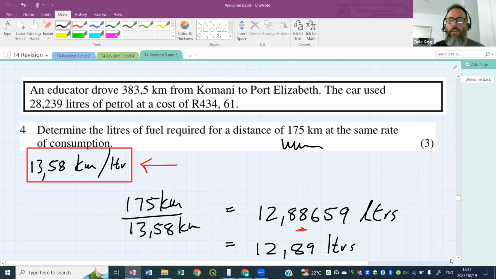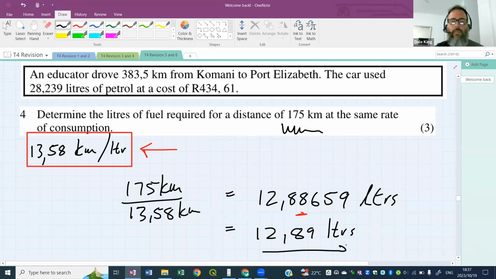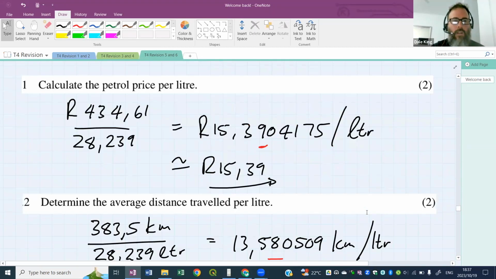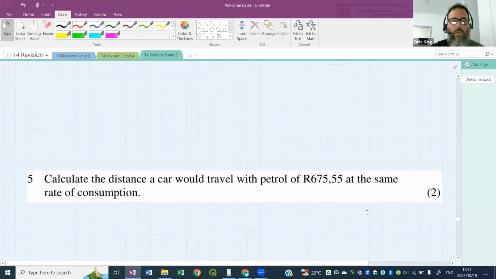Okay, let's go down and make sure all the questions are right there. Liters of fuel required for distance at the same rate. Yep, we're good. We got it. All right, there we go. Well done, everyone. Okay, what else is next? What else have I got for you? Let's see. We've answered 3. We've answered 4. Oh, here's another one.